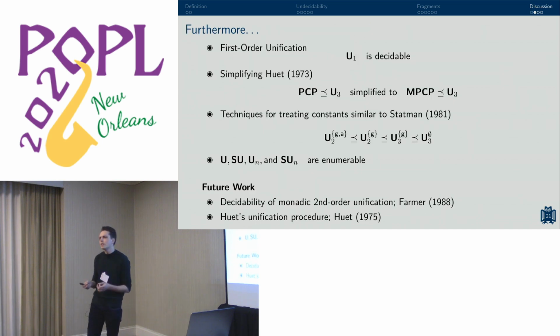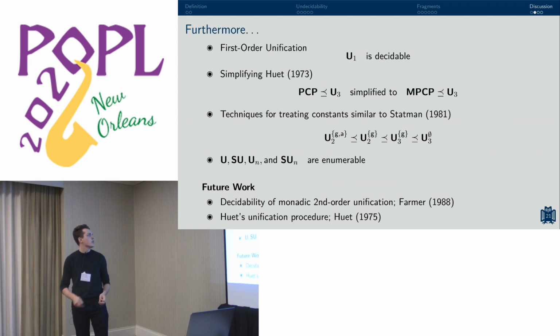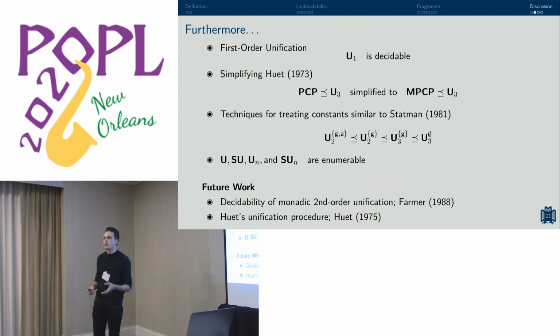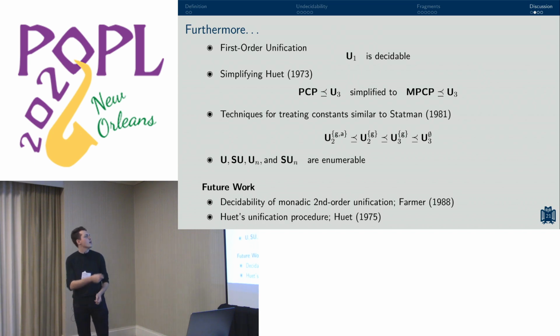Now, what I didn't get to talk about in this talk so far, and I don't have the time anymore, is that we included also some other stuff in the paper. For example, a decidability proof of first order unification in our calculus. So with beta reduction, but in the first order fragment. And it's essentially the same as first order unification as already known. We simplified Turing's proof from a reduction from the post-correspondence problem to a reduction from the modified post-correspondence problem. That makes some parts of the reduction a little bit easier.